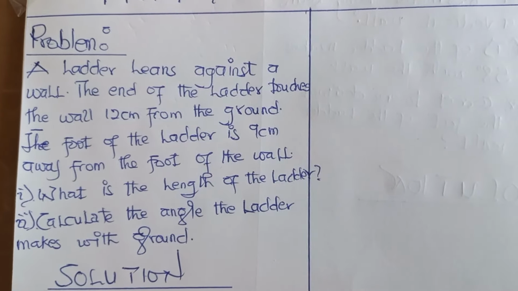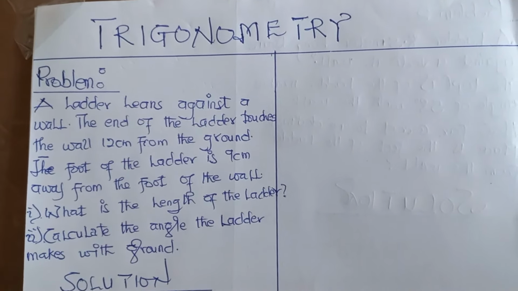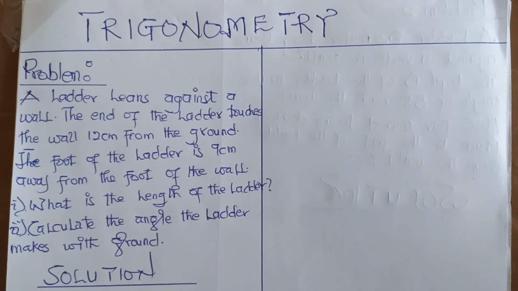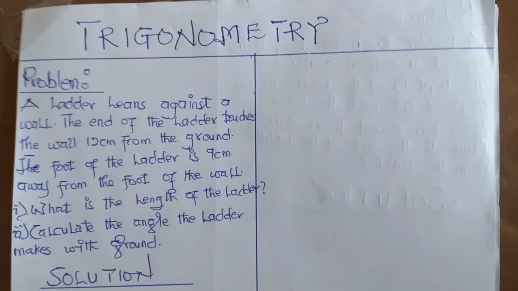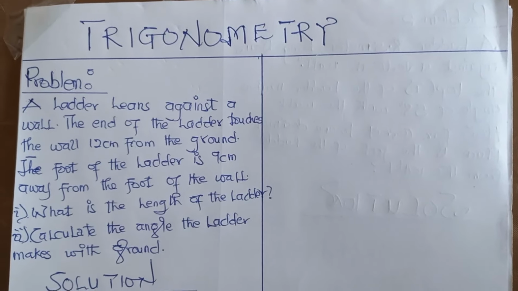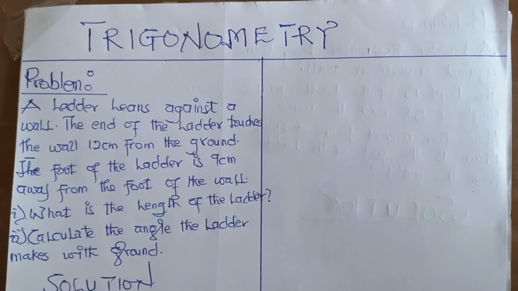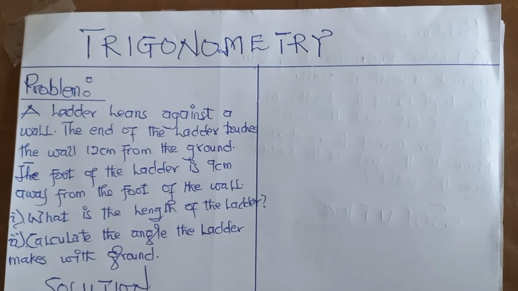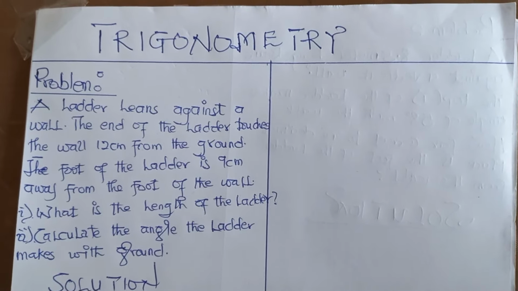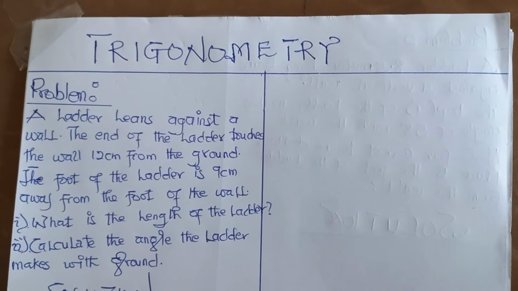So this is a typical application of trigonometry. Now, maybe trigonometry is your first time of hearing this. So trigonometry is all about shapes and angles, the relationship between shapes and angles. So we normally use a right angle triangle in our calculations.